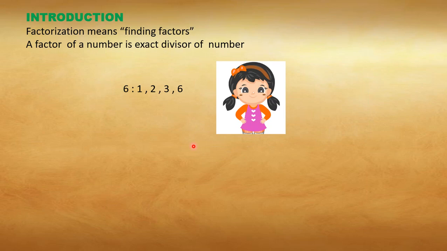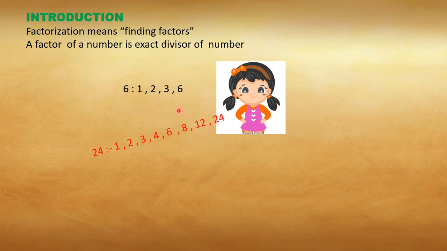So for example, we can take 6. 1, 2, 3 and 6 are the factors of 6. Why are we saying all these are factors? As 1, 2, 3 and 6 when they divide 6, then in the division process we get remainder 0. So we can say 1, 2, 3 and 6 are the factors of 6.